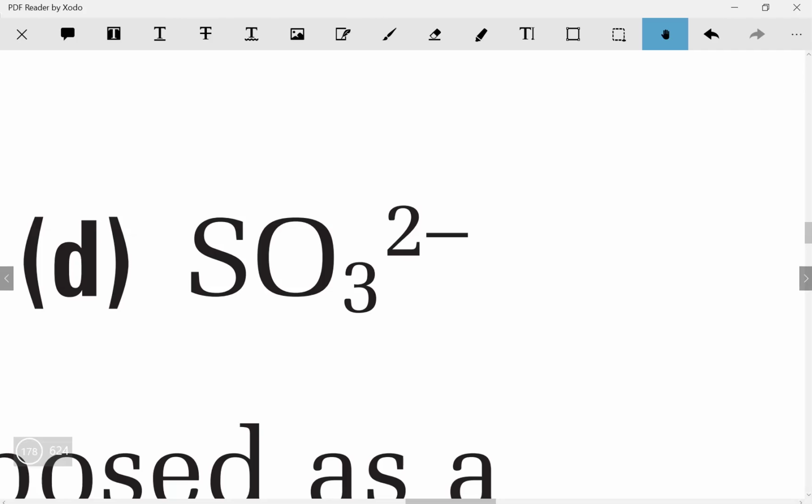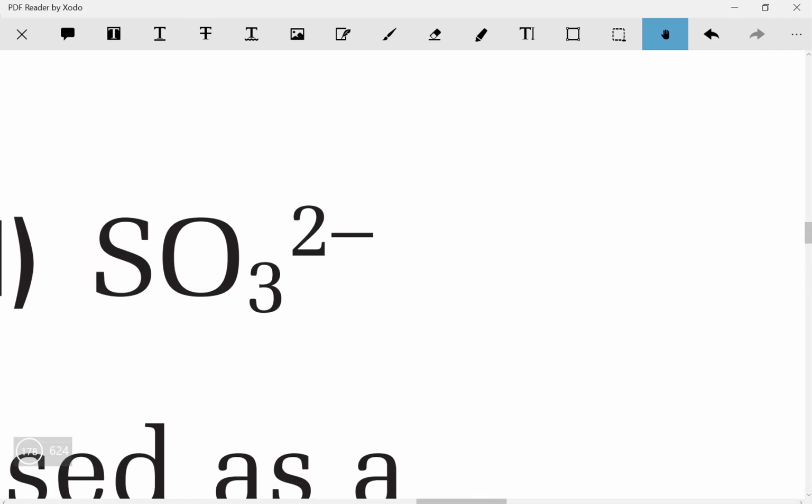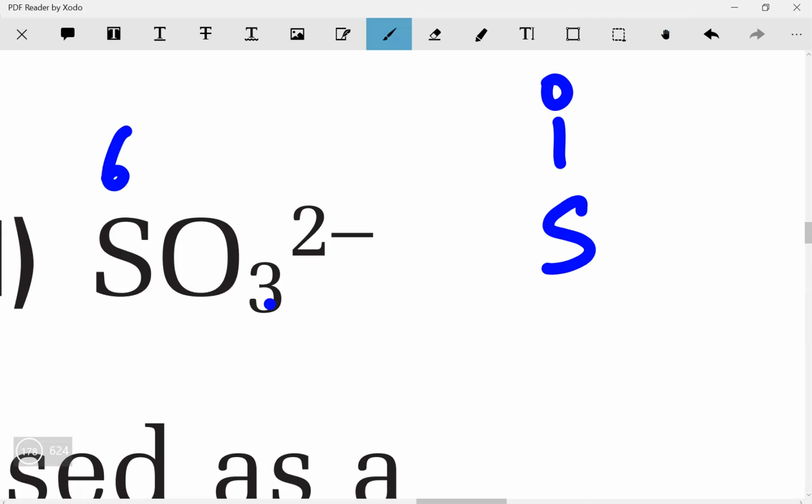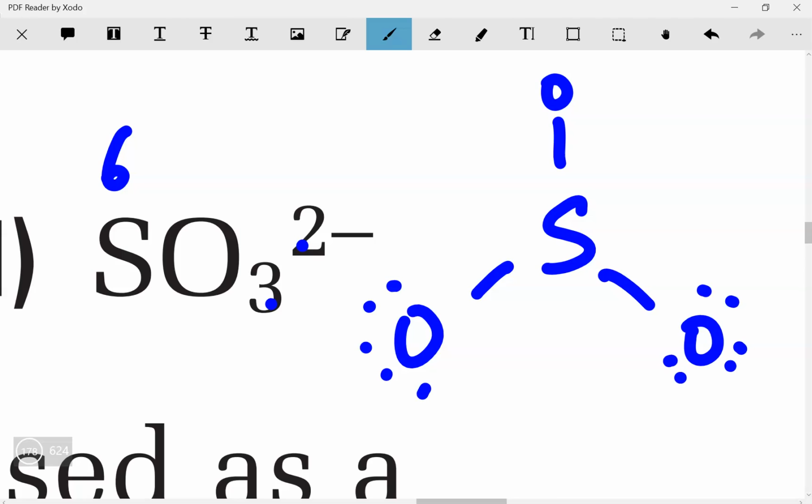Excuse me. So SO3- will look very, very similar to the chlorine, with the exception that there's only going to be one. We'll get to that. So 6, 18 is 24, 2, 26. Again, sulfur has a +1. 3 oxygens have 3 -1s.